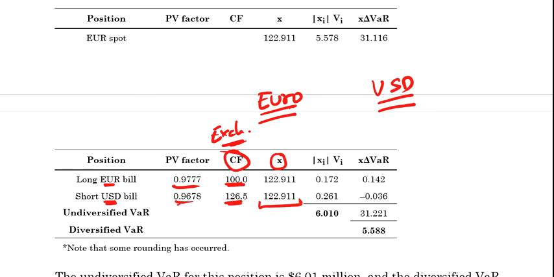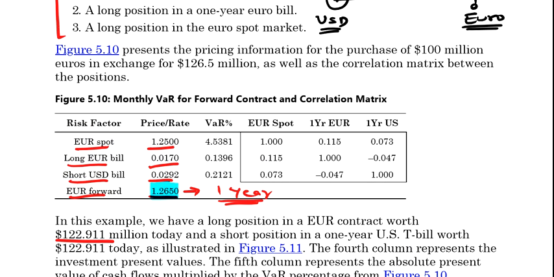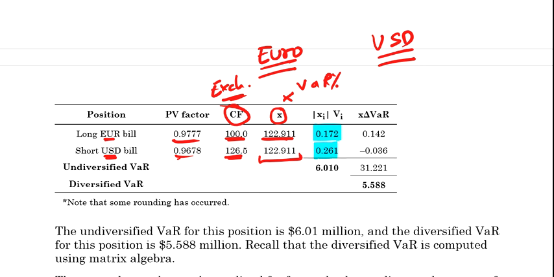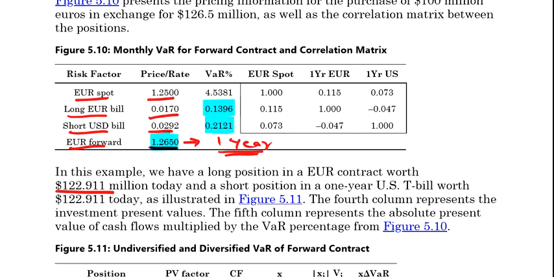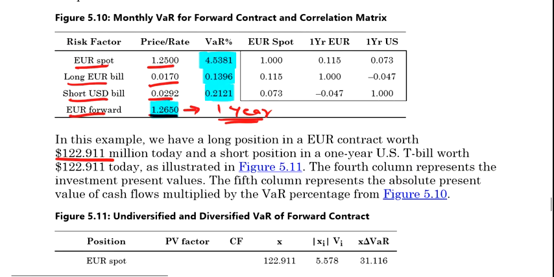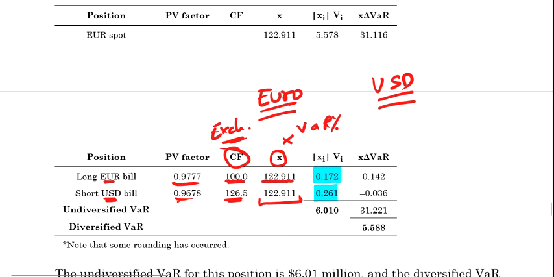Now what I am doing? I am taking this present value and multiplying it with the VAR percentage. The VAR percentage which we have to use is the VAR of the euro, and this is the VAR of the USD in terms of percentage. So now we got the VAR for both the long euro bill and the VAR for the short euro bill. Apart from that, we are trading in this euro spot market. Why? Because we already have a forward contract. So what is the percentage? It is 4.5381 approx. So taking the 4.83 percentage of this amount will be equal to the VAR of 5.57.